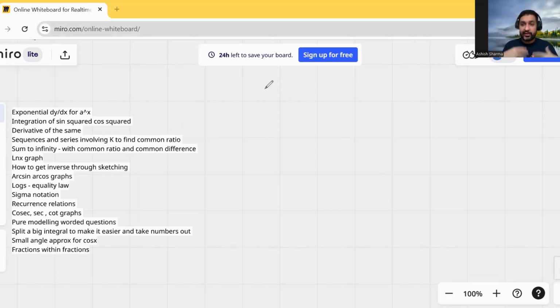Some of these things I'll talk through, and some I'll use my writing tab to explain as well. So let's go in no particular order. We'll just start from the top. Exponential dy dx for a to the x.